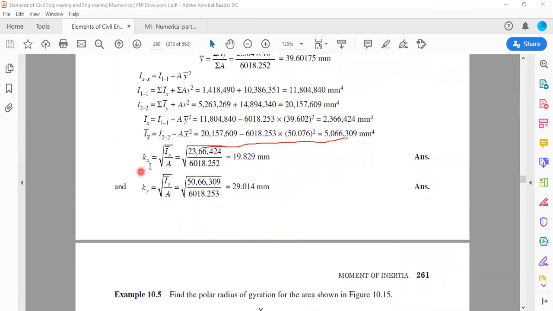And using that in the k equation, under root I by a, you get the values of radius of gyration. Out of these two, whichever is minimum, that becomes the minimum radius of gyration.